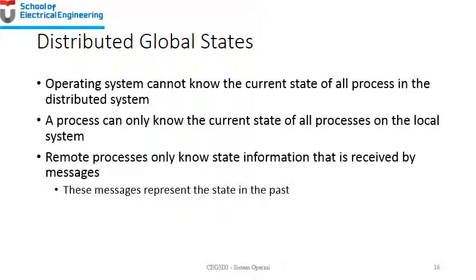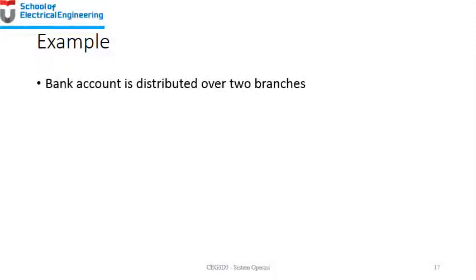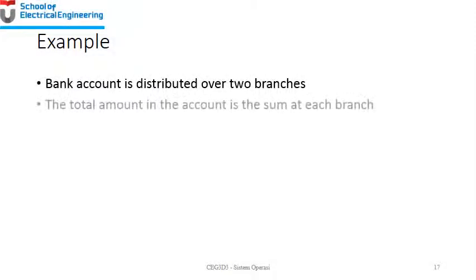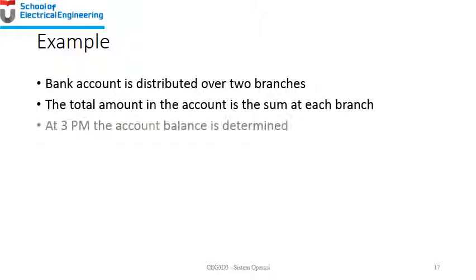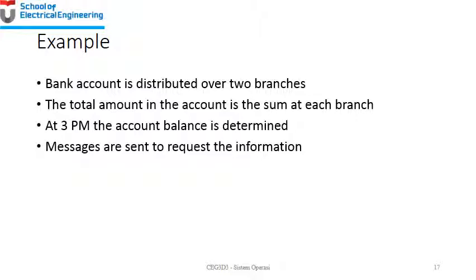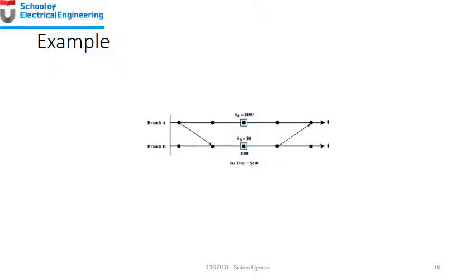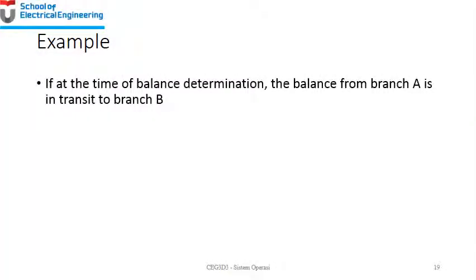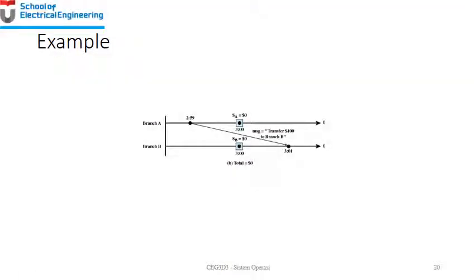Distributed global state. The operating system cannot know the current state of all processes in the distributed system. A process. Example: a bank account is distributed. This is the picture. If at the first, this is the picture of it.